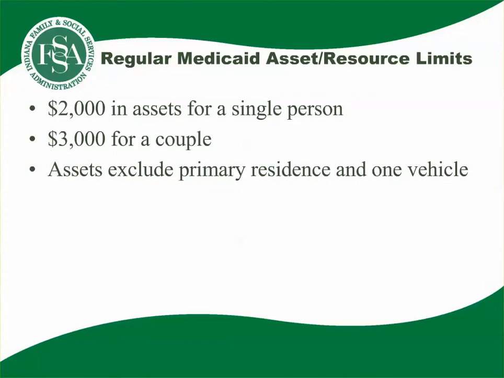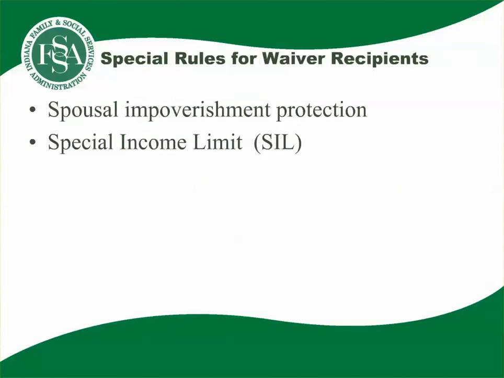Personal property, the things you have in your home, furniture and what have you, clothing, that doesn't count towards the asset limit. But all other assets, bank accounts of various kinds, savings accounts, checking accounts, retirement funds, insurance policies, if they have a cash value, all of those count against the asset or resource limit for Medicaid. Now, those are the general rules for Medicaid in general.